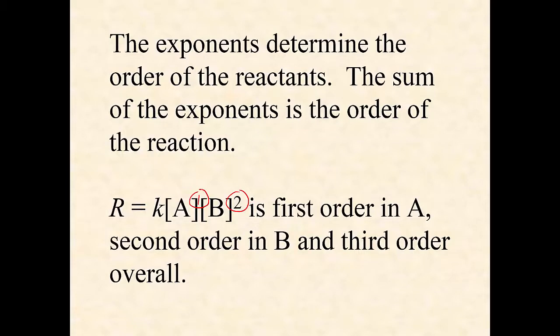The overall rate order, add them together. 1 plus 2 equals 3. So we say this is a third order reaction rate overall. So when it asks what the rate order is, you're looking at the exponents. You have to use a rate law to figure out the rate order.